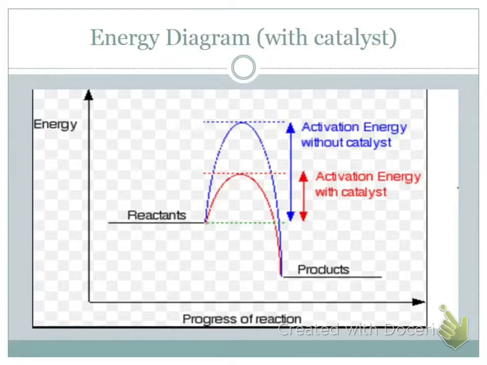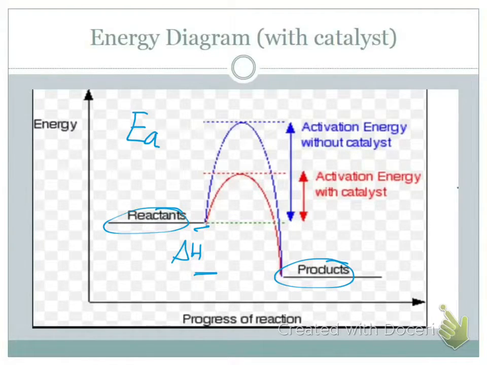So we have our reactants and our products. Notice when I have a catalyst, that is not changing. My reactants and products are starting and ending at the same place, regardless if there's a catalyst present or not. So it will not change. Remember, this is delta H. It does not change delta H. What it does change is the activation energy. We show activation energy by EA, and I forgot to show you that in the last slide. So activation energy is EA.